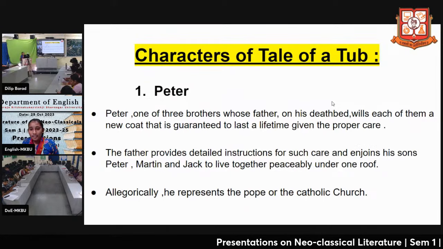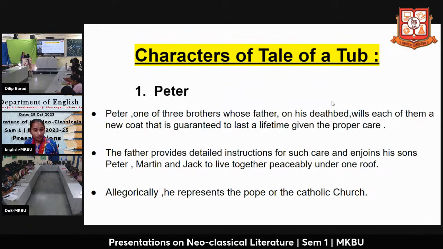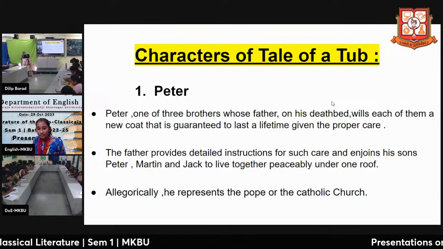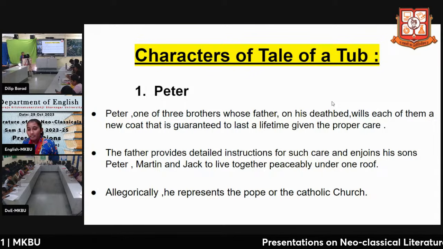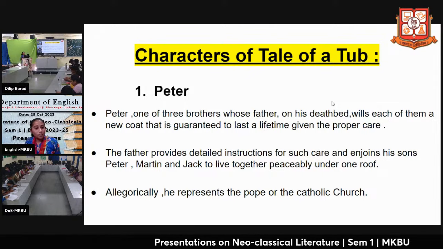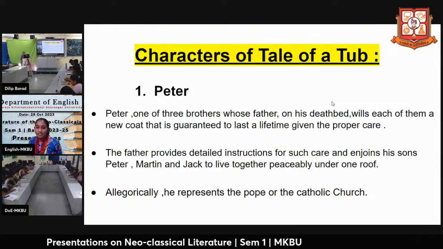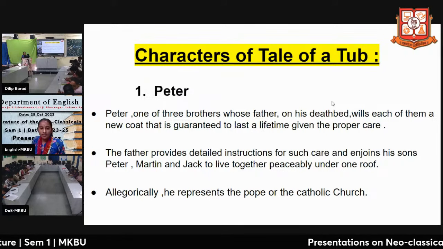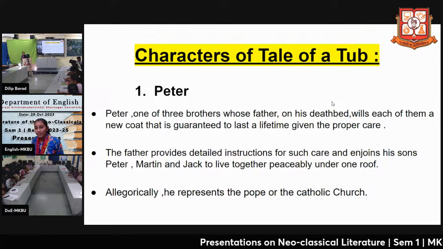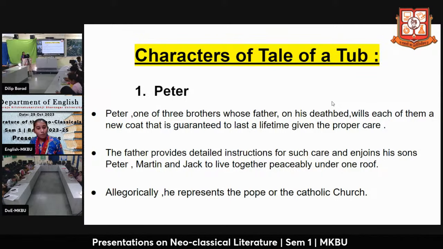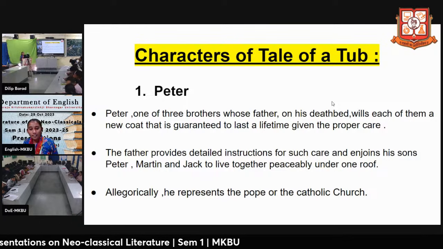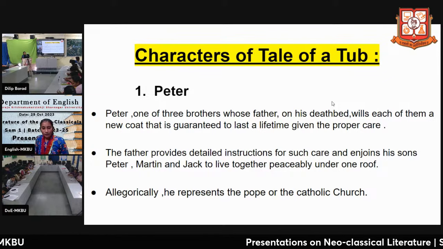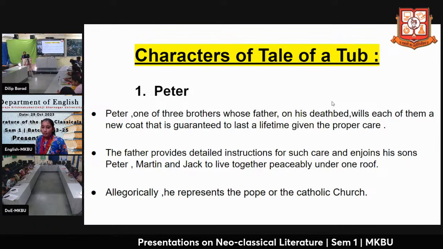Characters of Tale of a Tub. First character, Peter. Peter was one of three brothers whose father, on his deathbed, wills each of them a new coat that is guaranteed to last a lifetime given the proper care. The father provides detailed instructions for such care and enjoins his sons Peter, Martin, and Jack to live together peaceably under one roof. Allegorically, Peter represents the Pope or the Catholic Church.